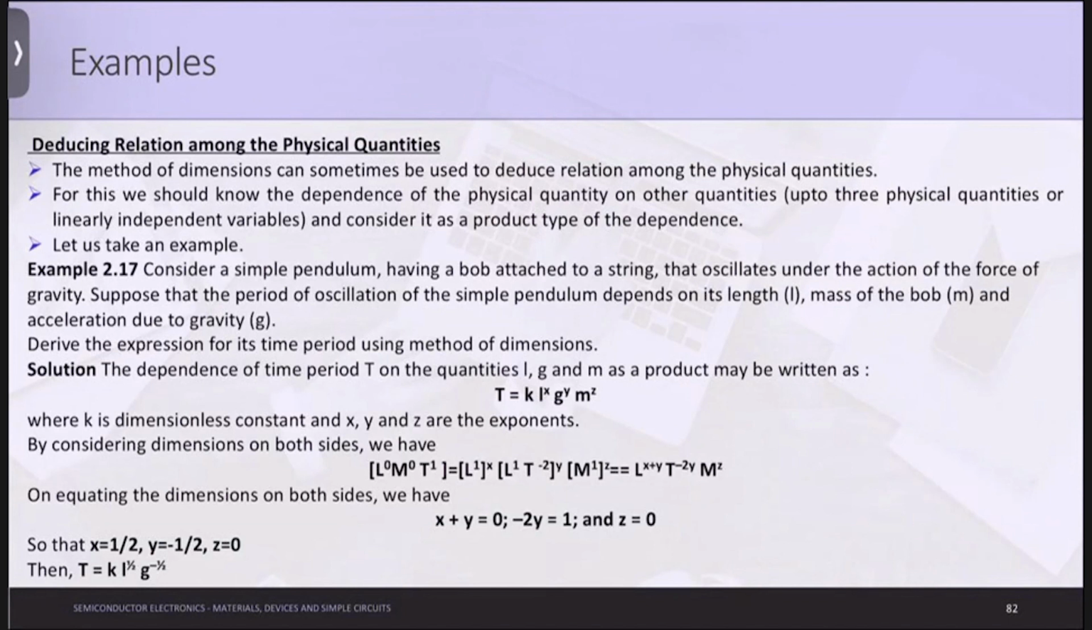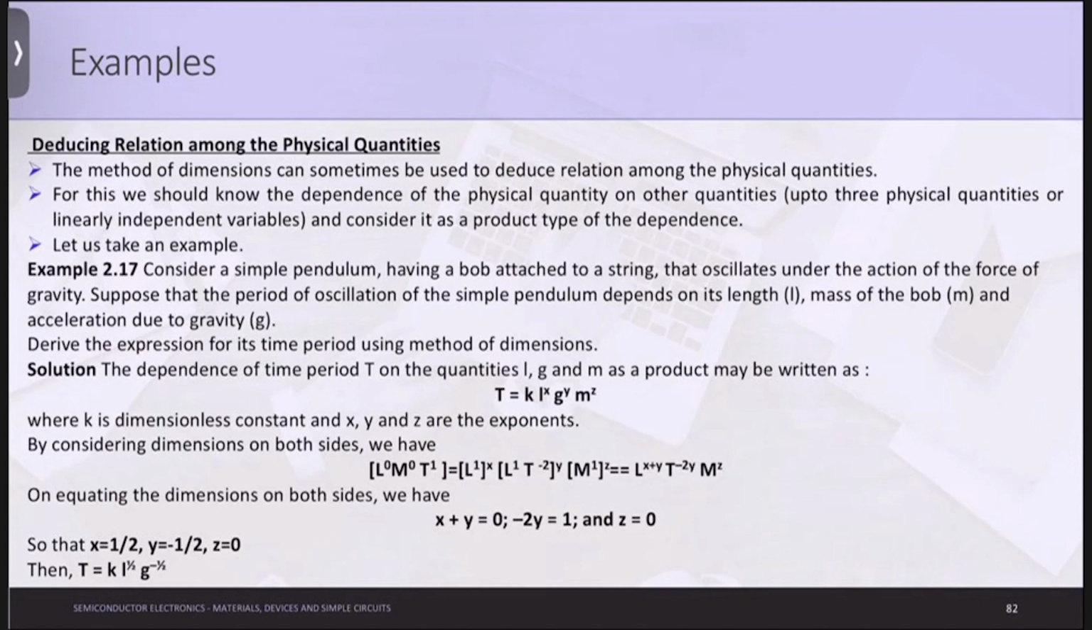We will try to understand that example here once. Okay, so please look carefully. I will try to go slowly here. So consider a simple pendulum having a bob. Bob is basically a ball. You can understand this as a ball attached to a string that oscillates under the action of the force of gravity. So only the force of gravity is acting and it is oscillating.